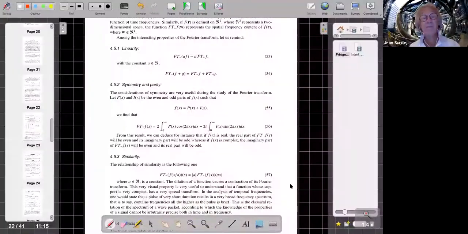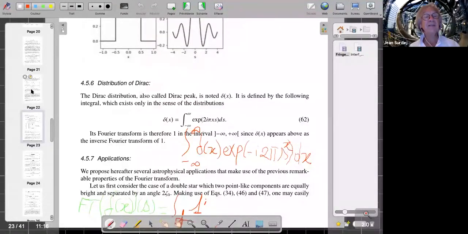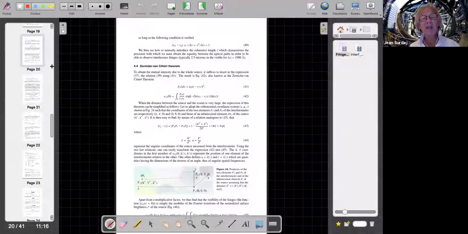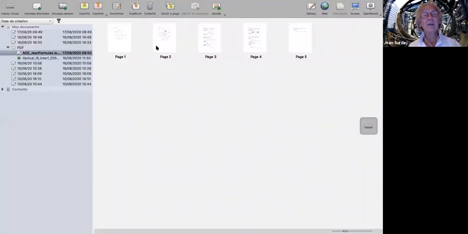But the other question is, what is the mechanism of formation of images from the interference fringes? Oh, okay. Now I have to share my screen again. I come back on the previous slides, the previous result. So this is the Zernike-van Cittert theorem, or maybe the other presentation, which is more compact, so I come here.